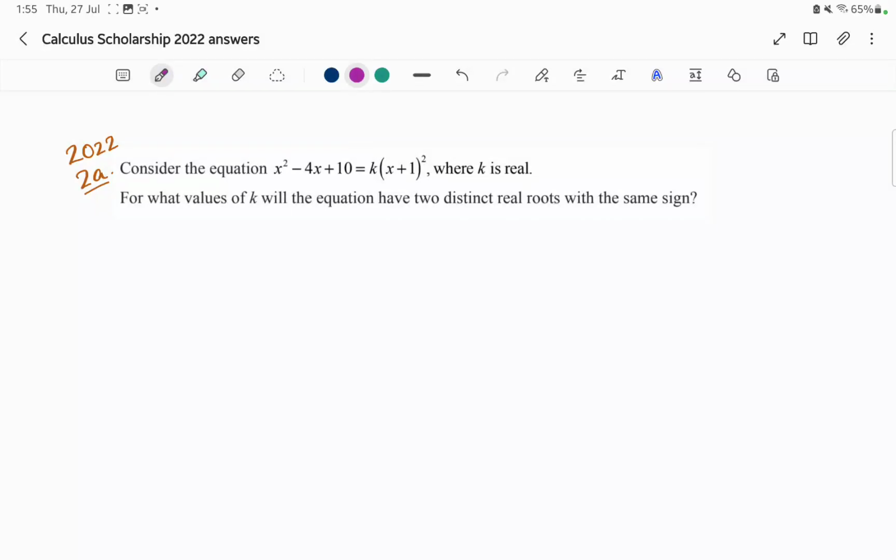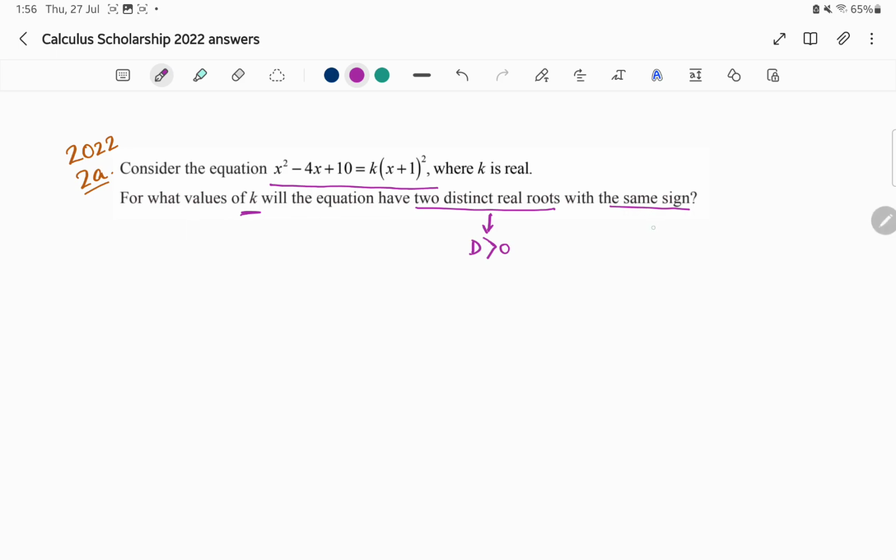Let's do this 2022 scholarship question. It says, consider the equation x squared minus 4x plus 10 equals (kx plus 1) whole squared, where k is real. For what value of k will the equation have two distinct real roots with the same sign? Two distinct real roots means the discriminant is greater than 0. The discriminant is positive. Same sign, we will do that.